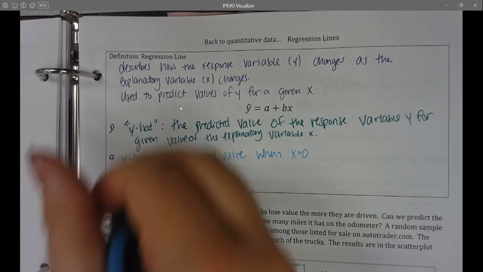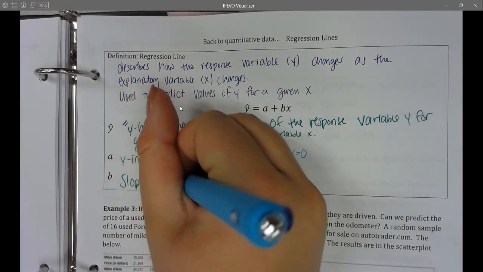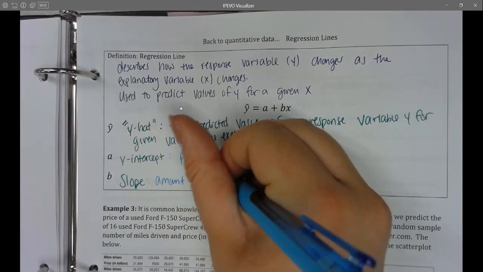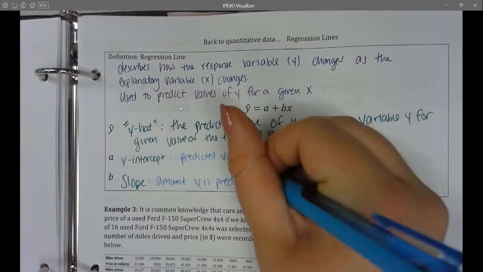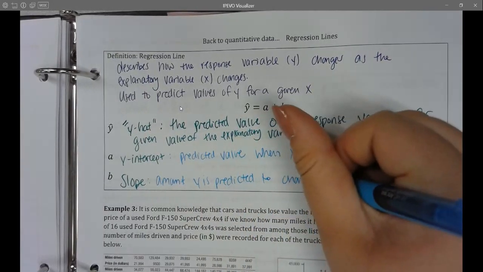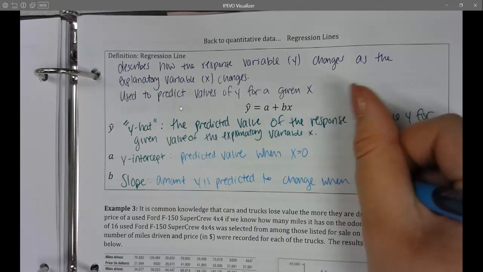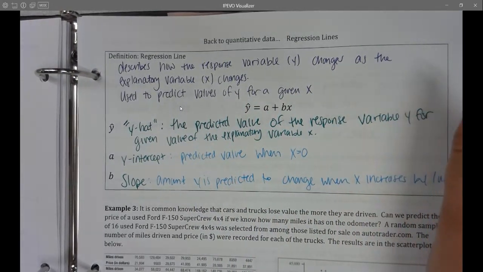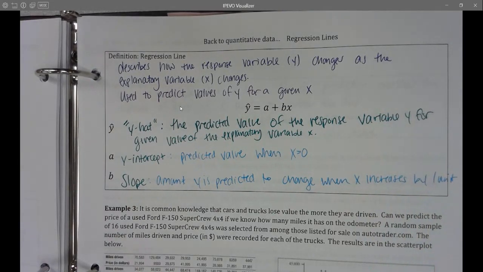Okay? The slope is the amount y is expected or predicted to change when x increases by 1 unit. So instead of saying the amount y actually changes, since this is a prediction line, we're going to say the amount that y is predicted to change.